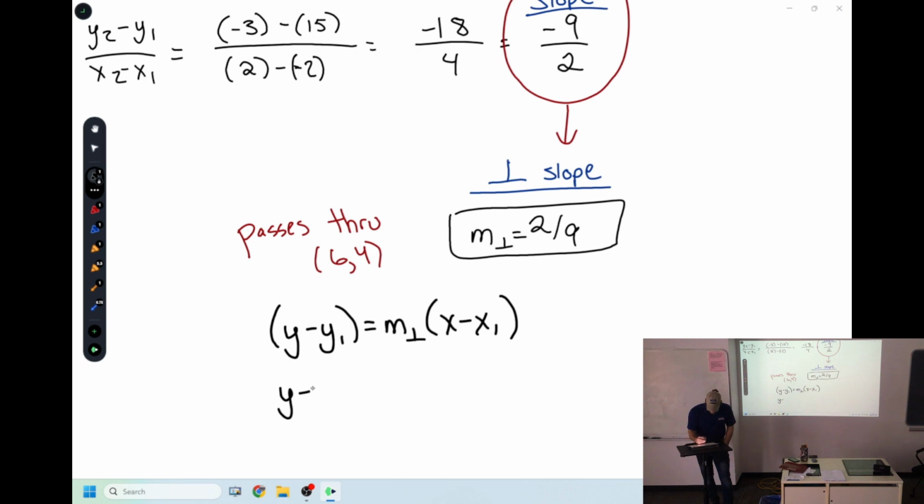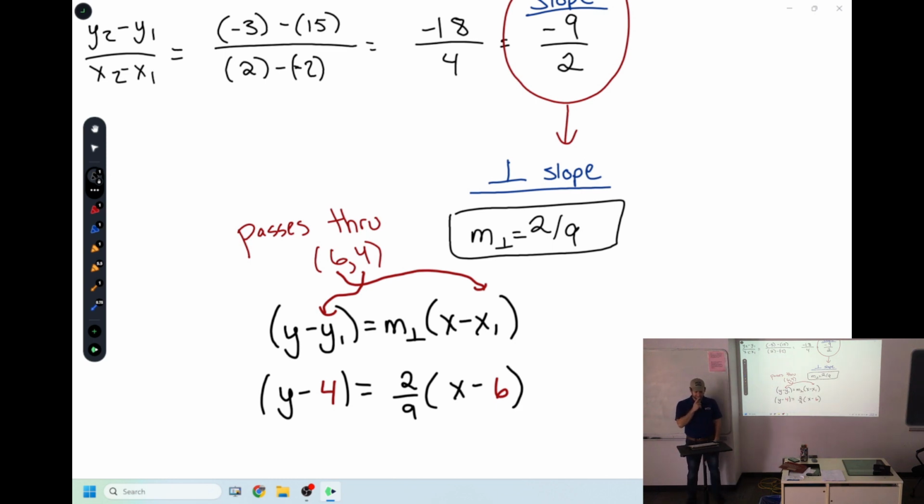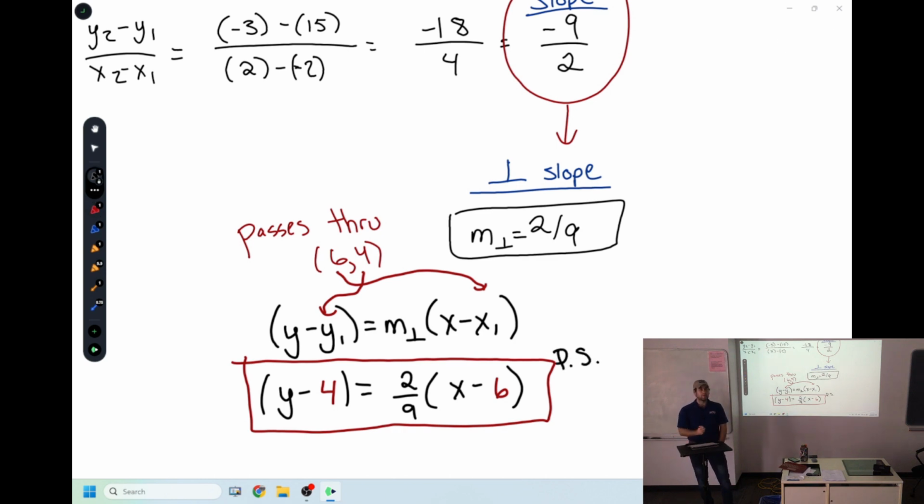So y minus 4 equals 2 over 9 times x minus 6. Did it tell us which form? It didn't. That's what I was about to ask. I was going to say, did it tell us which one? Nope. If it didn't tell you which one, leave it alone. This is called point-slope form.